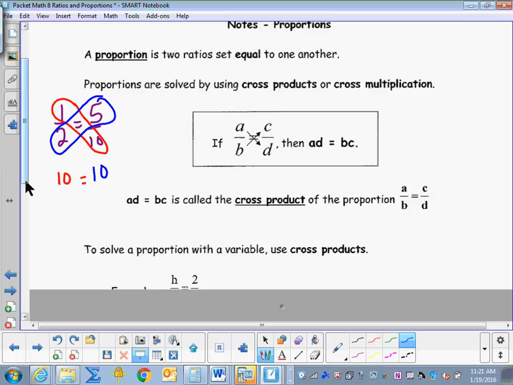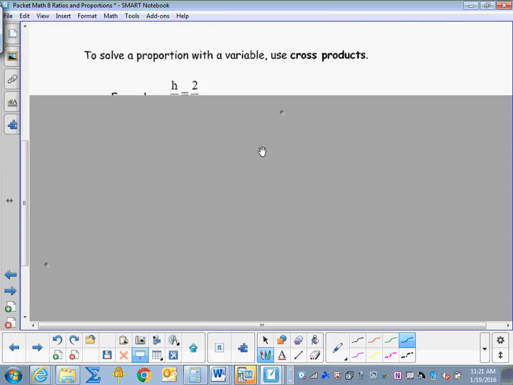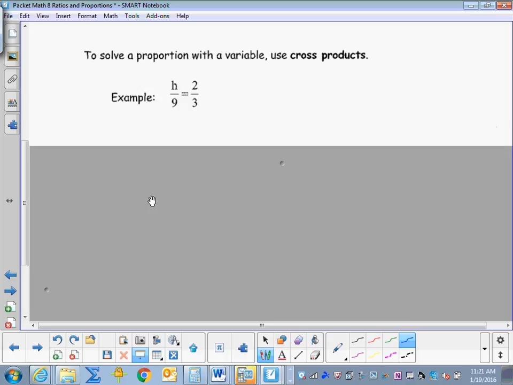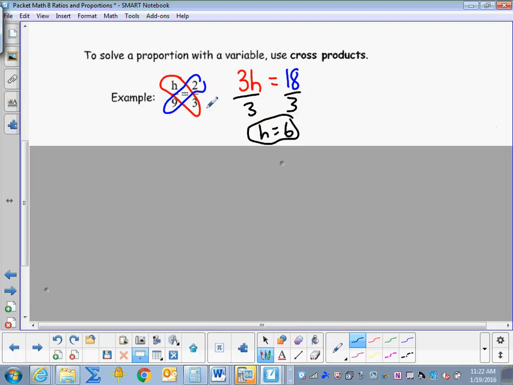So we can solve proportions with variables by using the cross products. Here's the example. H divided by 9 is equal to 2/3. So to solve for H, all we need to do is cross multiply. 3 times H is 3H. Is that equal to 2 times 9, which is 18? So 3H equals 18. So all we need to do is divide by 3, and H equals 6. So if we wanted to check that, we can substitute 6 back in the original. 6/9 is indeed equal to 2/3.